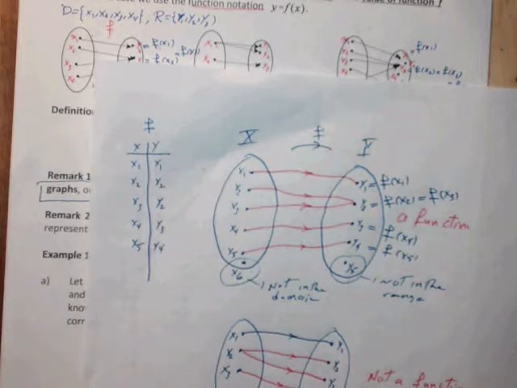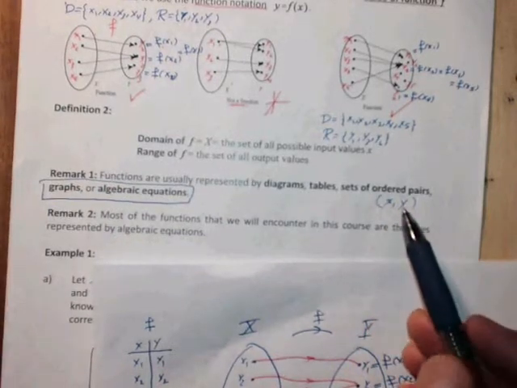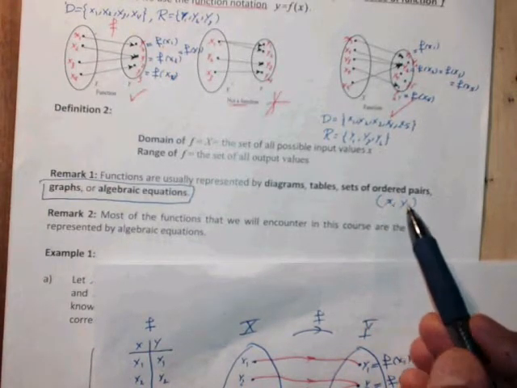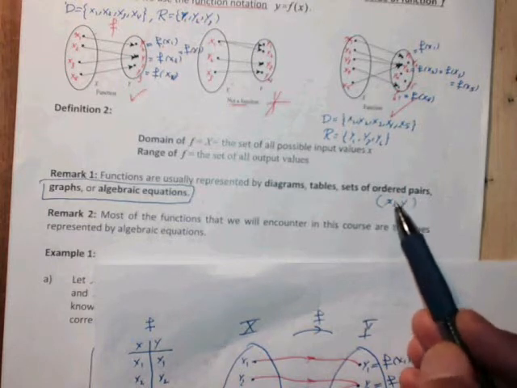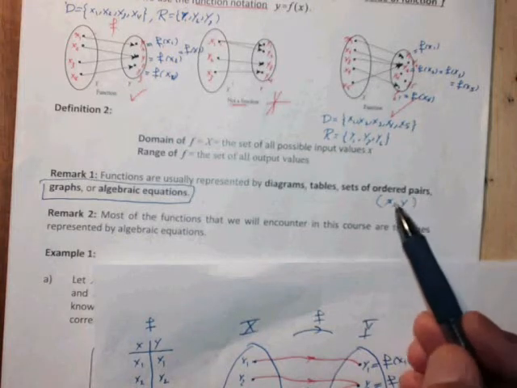Another type of presentation is a set of ordered pairs. Basically, we write x, the first number, which is the input, and y, the output, and we put them together and separate them by a comma, and we put parentheses around them.